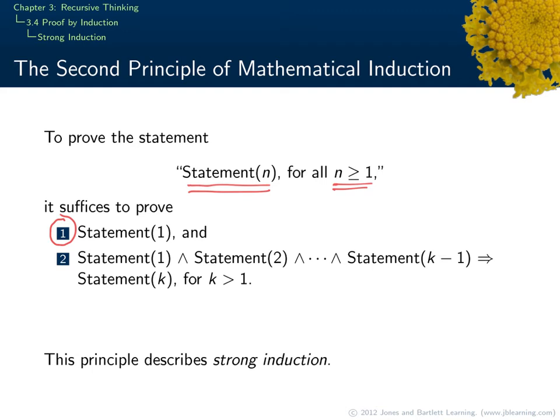But now in the induction step, we do something a little bit different. Instead of showing merely that statement k minus 1 implies statement k, what we're going to do is show that if we know all of the statements that are prior to k are true, then that will imply statement k is true. Again, the difference in the induction step is that instead of just assuming that the immediately prior statement implies the present statement, we're going to try to show that the truth of all of the prior statements implies the truth of the present statement.